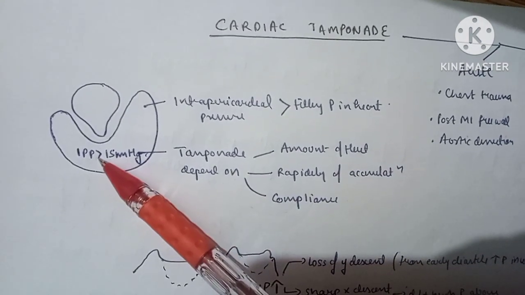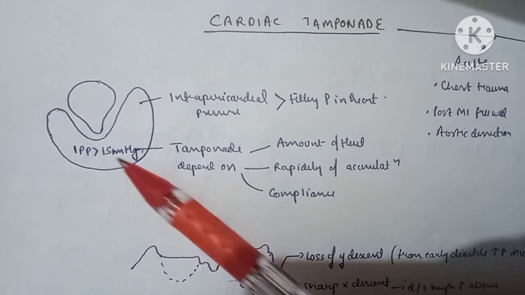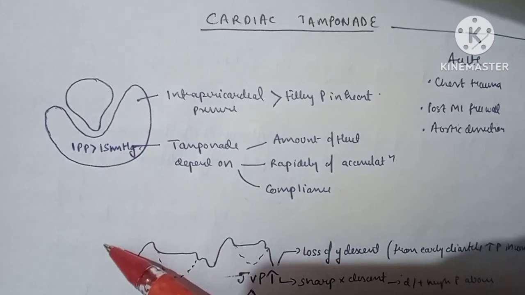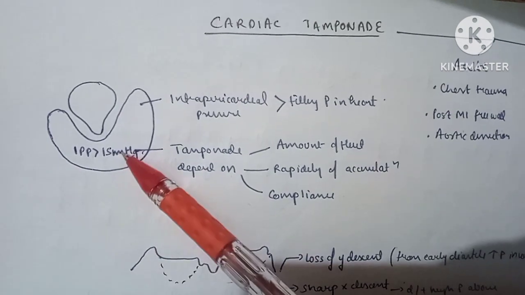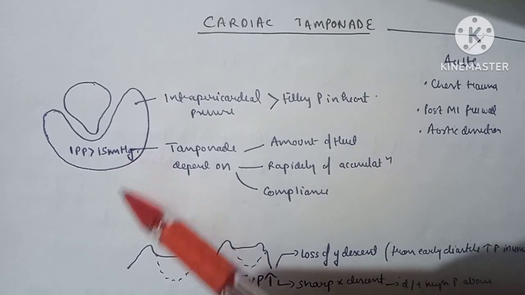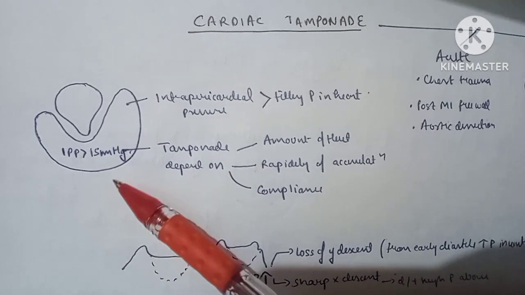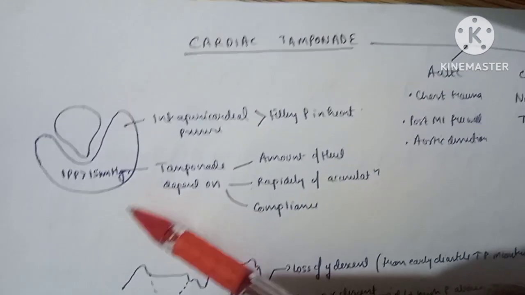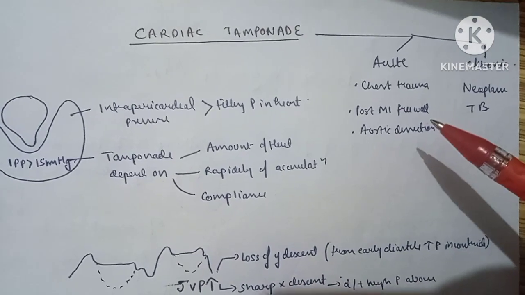This intrapericardial pressure reaching more than 15 mm of Hg depends on the amount of fluid that is getting collected in this pericardial sac. Also, it is important how rapidly this fluid is getting accumulated, as well as the compliance of the pericardial sac. So these were basic physiologies for understanding cardiac tamponade. We need to understand the causes for cardiac tamponade too.